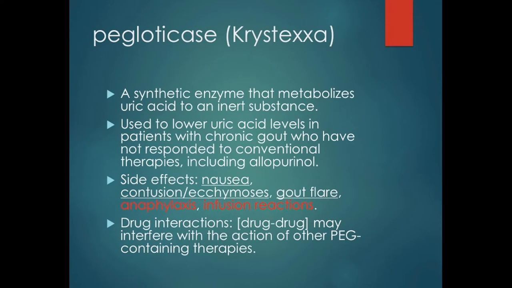Pegloticase is a synthetic enzyme that metabolizes uric acid into an inert substance. It is used to lower uric acid levels in patients with chronic gout who have not responded to conventional therapies. Side effects may include nausea, gout flare, anaphylaxis, and/or infusion reactions. Pegloticase has a drug-drug interaction that may interfere with the action of other PEG-containing therapies. Prior to therapy, pre-medicate the patient with antihistamines and corticosteroids to minimize the risk of anaphylaxis and infusion reaction.